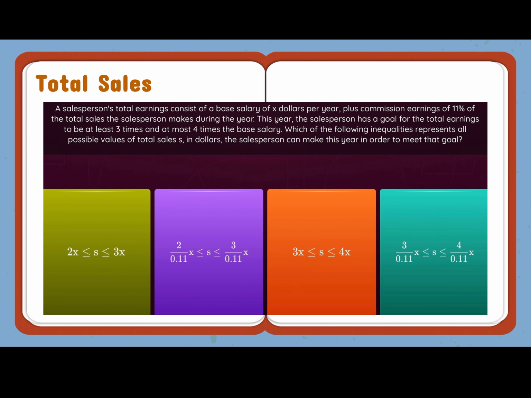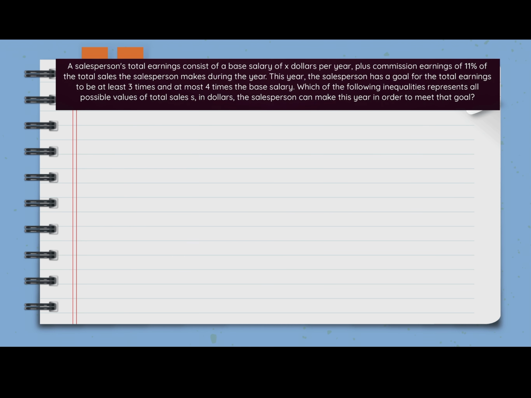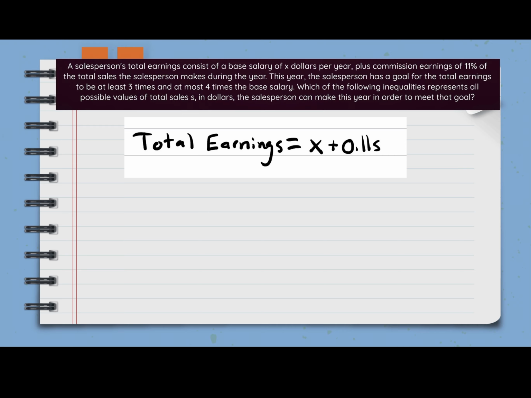Okay, this question: a salesperson's total earnings consist of a base salary of X dollars per year, plus commission earnings of 11% of the total sales they make during that year. They have a goal of at least 3 times and at most 4 times the base salary. And this represents the total sales S in dollars. So we have to make this an inequality. Now, the total earnings they make is X plus 0.11, that 11%.